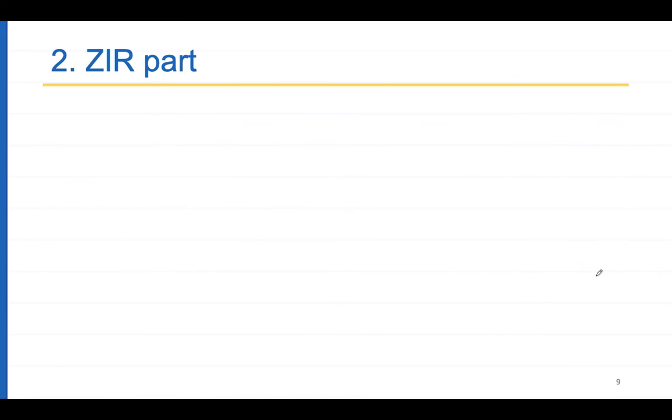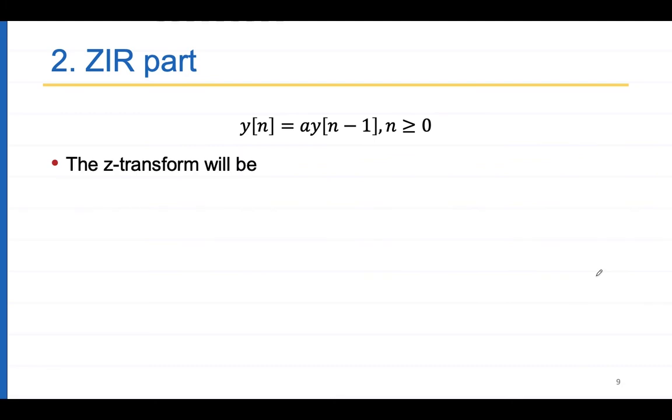Now let's consider the other part, when the system is already disturbed and there is no external disturbance coming. So my y[n] is a times y[n-1], where y[n-1] can be non-zero for n less than 0. Basically my y is non-zero for time less than 0. So the Z transform of this will be this. Okay, I am now considering it individually.